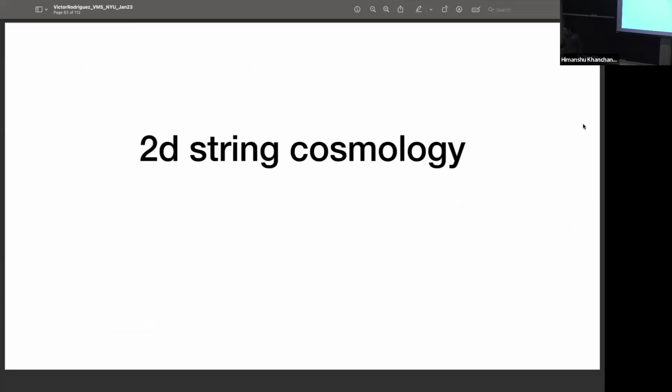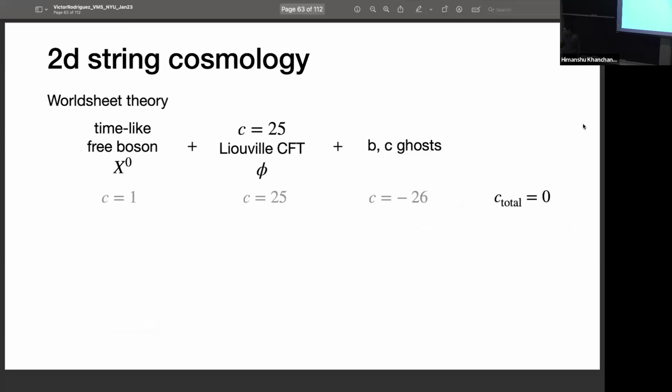But okay, so back to time-like Liouville. A potential interpretation of this is as a time-dependent background. And so let's review why that is. The main point that we do in the Virasoro minimal string is to replace the time-like boson with c equal to 1 time-like Liouville CFT.